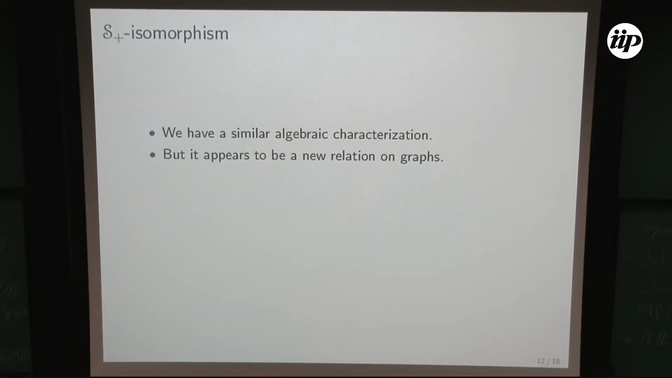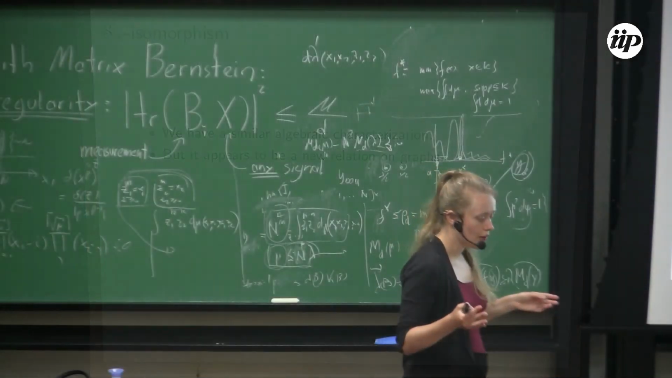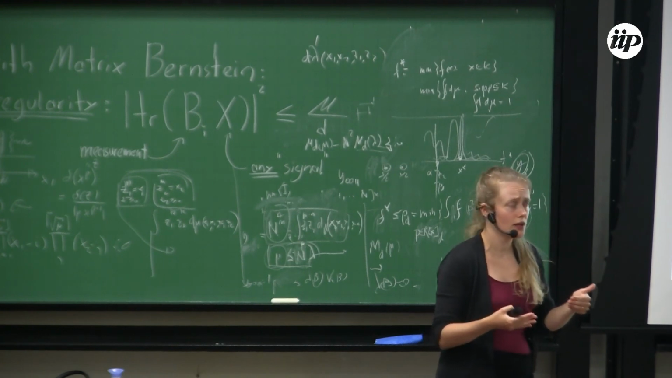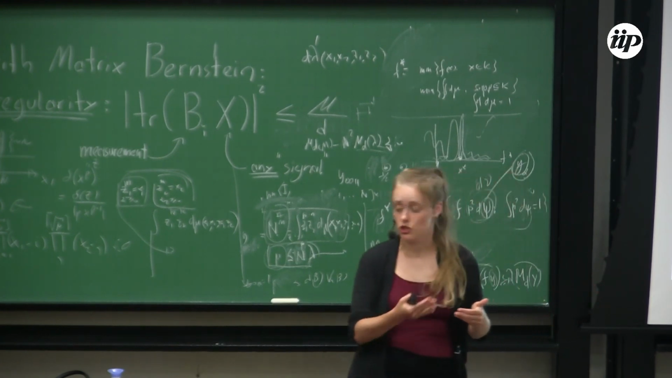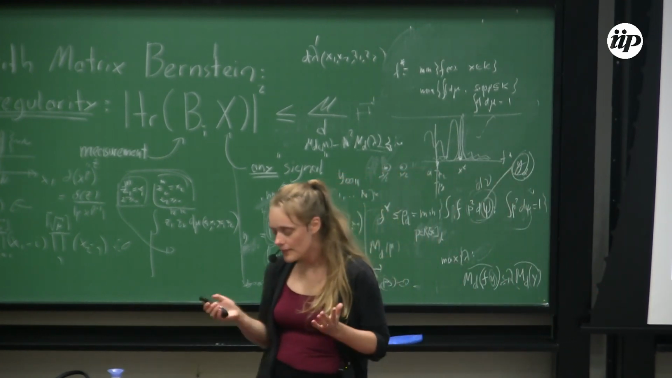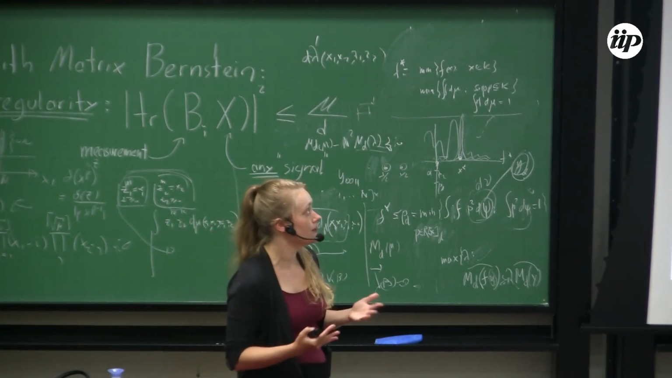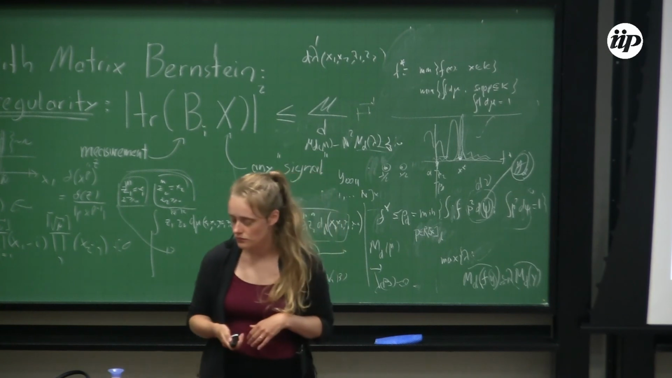Okay, and now for PSD isomorphism, we have a similar algebraic characterization. You can define some algebra. Now you're not allowed to take Schur products with arbitrary elements in your algebra, but you only need to be closed under taking Schur products with the identity and the adjacency matrix. As far as we know, this does not coincide with some previously studied relation on graphs.